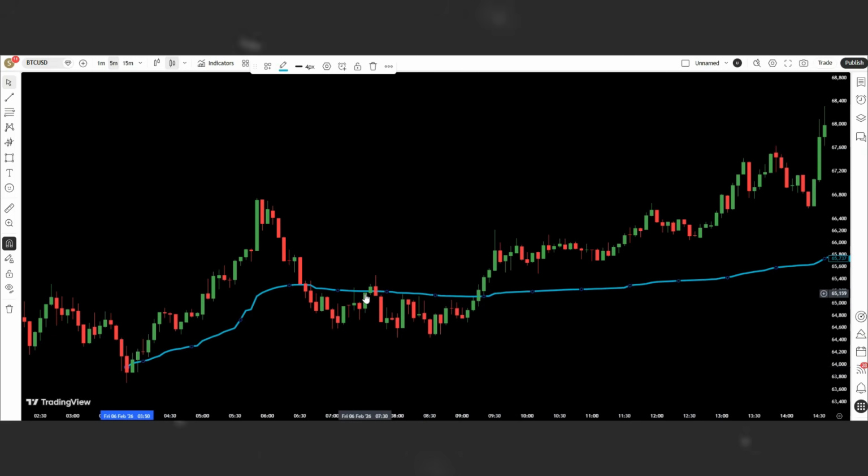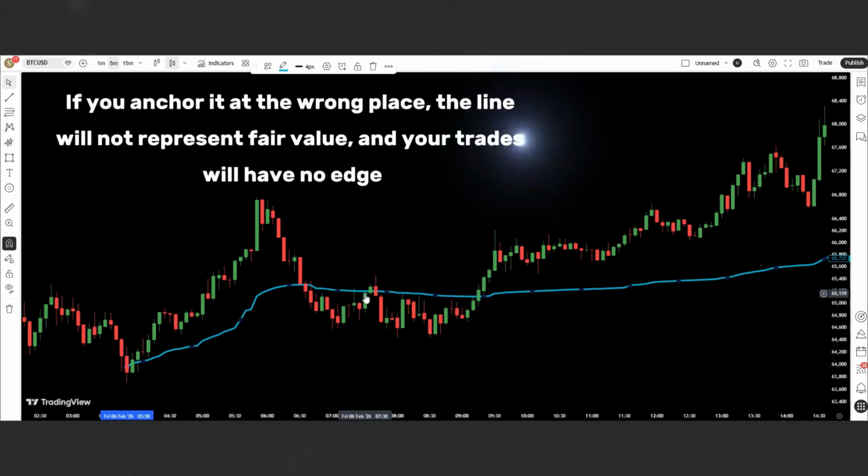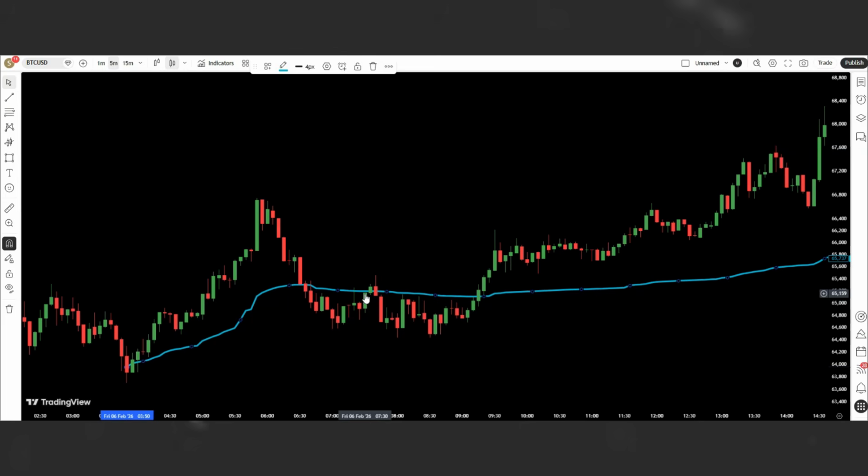Now, this part is very important. Plotting the Anchored VWAP from random candles is completely useless. If you anchor it at the wrong place, the line will not represent fair value and your trades will have no edge. That's why we always anchor the VWAP at meaningful points, such as the starting point of a strong trend move. Now go to the settings.